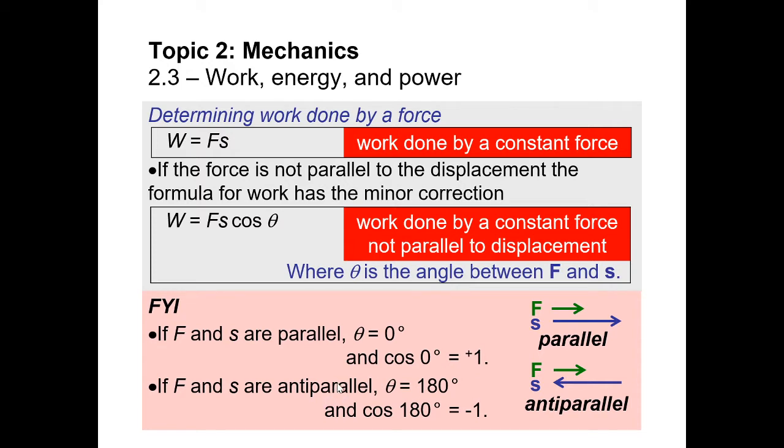Anti-parallel is a bit of a difficult word because technically speaking, if two things are parallel, they could be going in the same direction or opposite by definition. In physics, and even sometimes in math, if they're parallel, especially for work, assume they're going in the same direction. If they're anti-parallel, opposite directions.